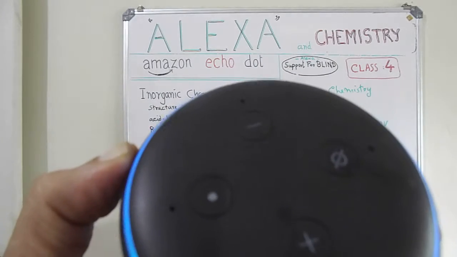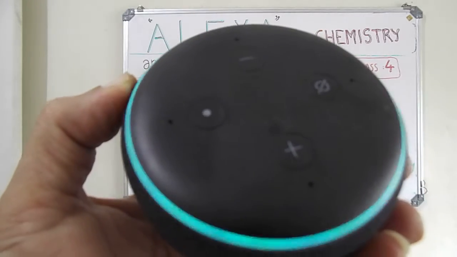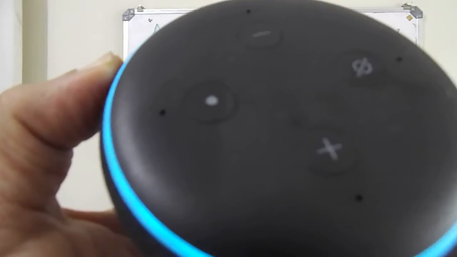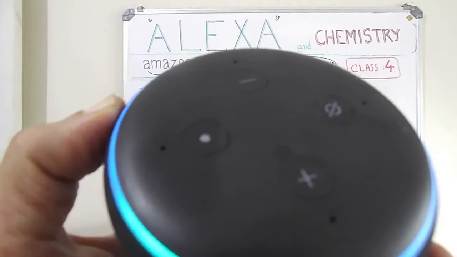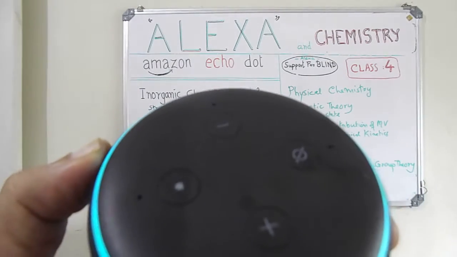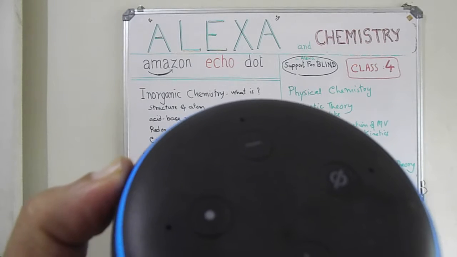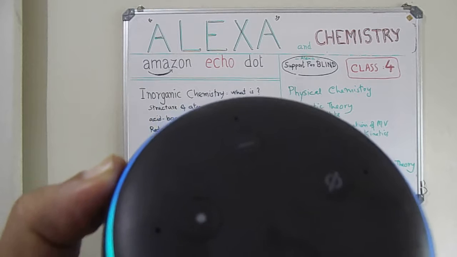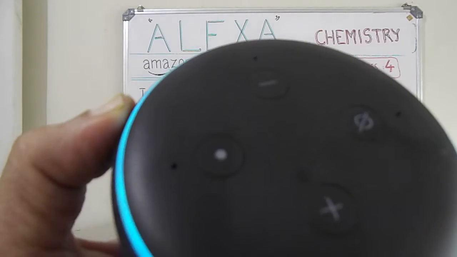Alexa, what is an atom? An actor is a person who portrays a character in a performance. Alexa, what is atom? Sorry, what was that? Alexa, explain atom. This might answer your question.